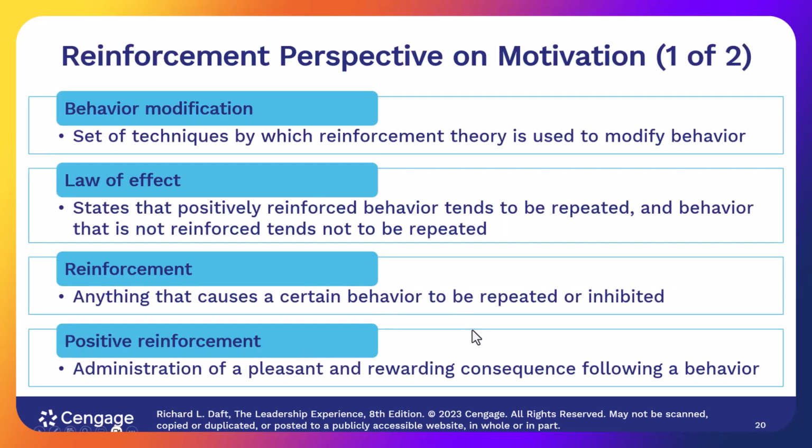Behavior modification: set of techniques by which reinforcement theory is used to modify behavior. Law of effect states that positively reinforced behavior tends to be repeated, and behavior that is not reinforced tends not to be repeated. Reinforcement: anything that causes a certain behavior to be repeated or inhibited. Positive reinforcement: administration of a pleasant and rewarding consequence following the behavior.